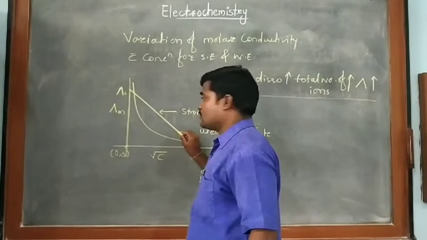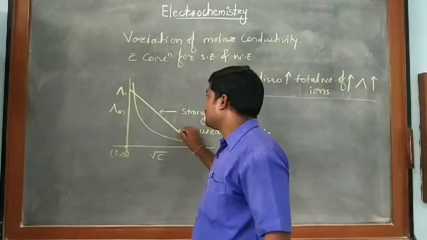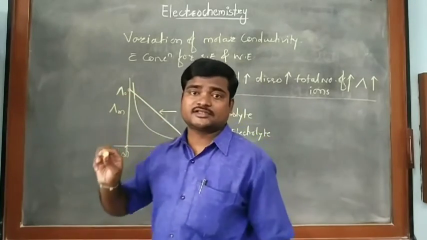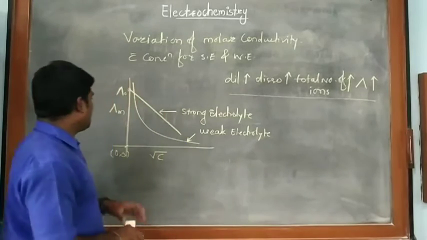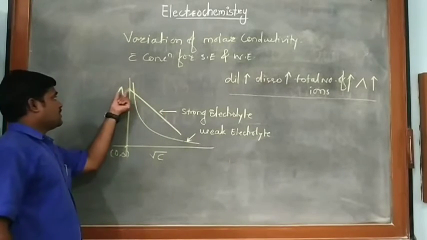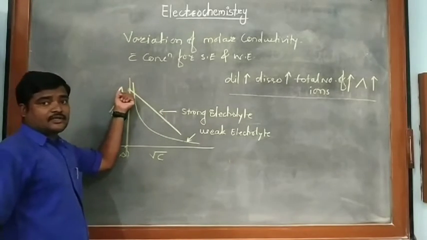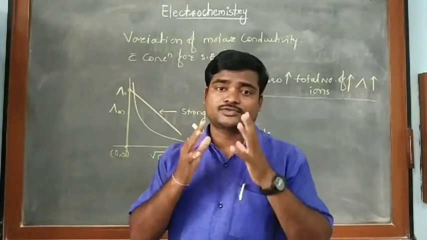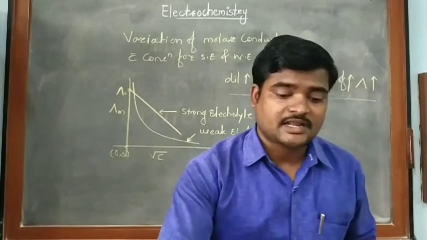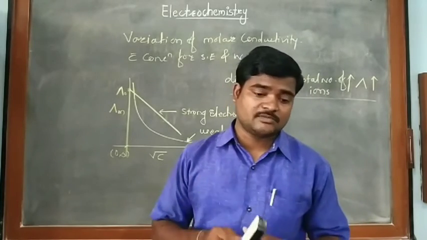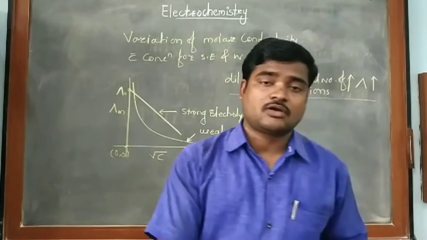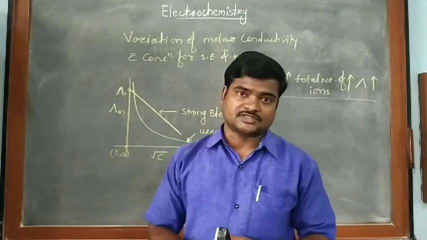This is the notation, or the curve, which I have shown in the graph. Now look, students, this is the curve where it touches the y-axis at lambda 0, at this point. What it tells us is that on dilution the molar conductivity of strong electrolytes increases rapidly and approaches the maximum limiting value at infinite dilution, or we can say zero concentration.